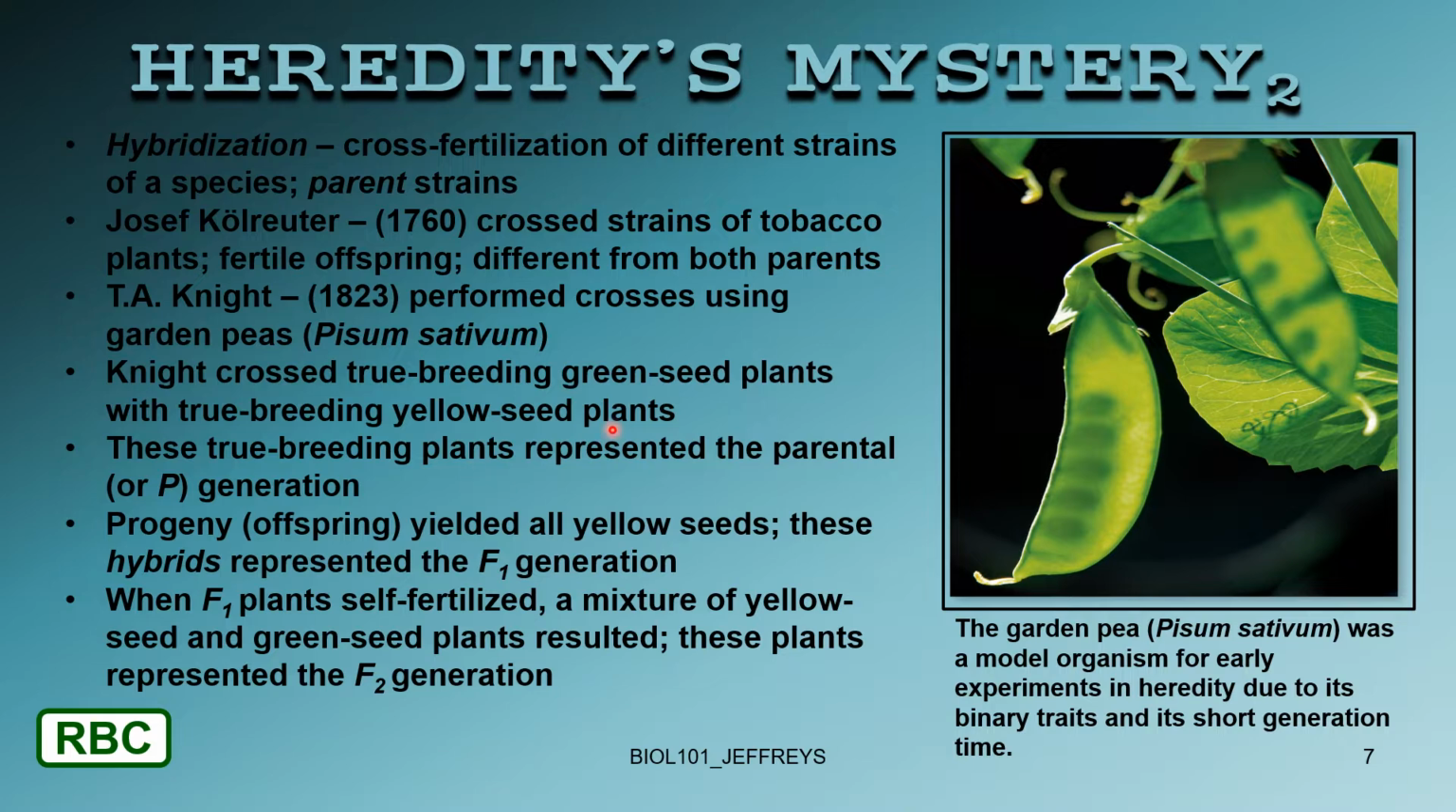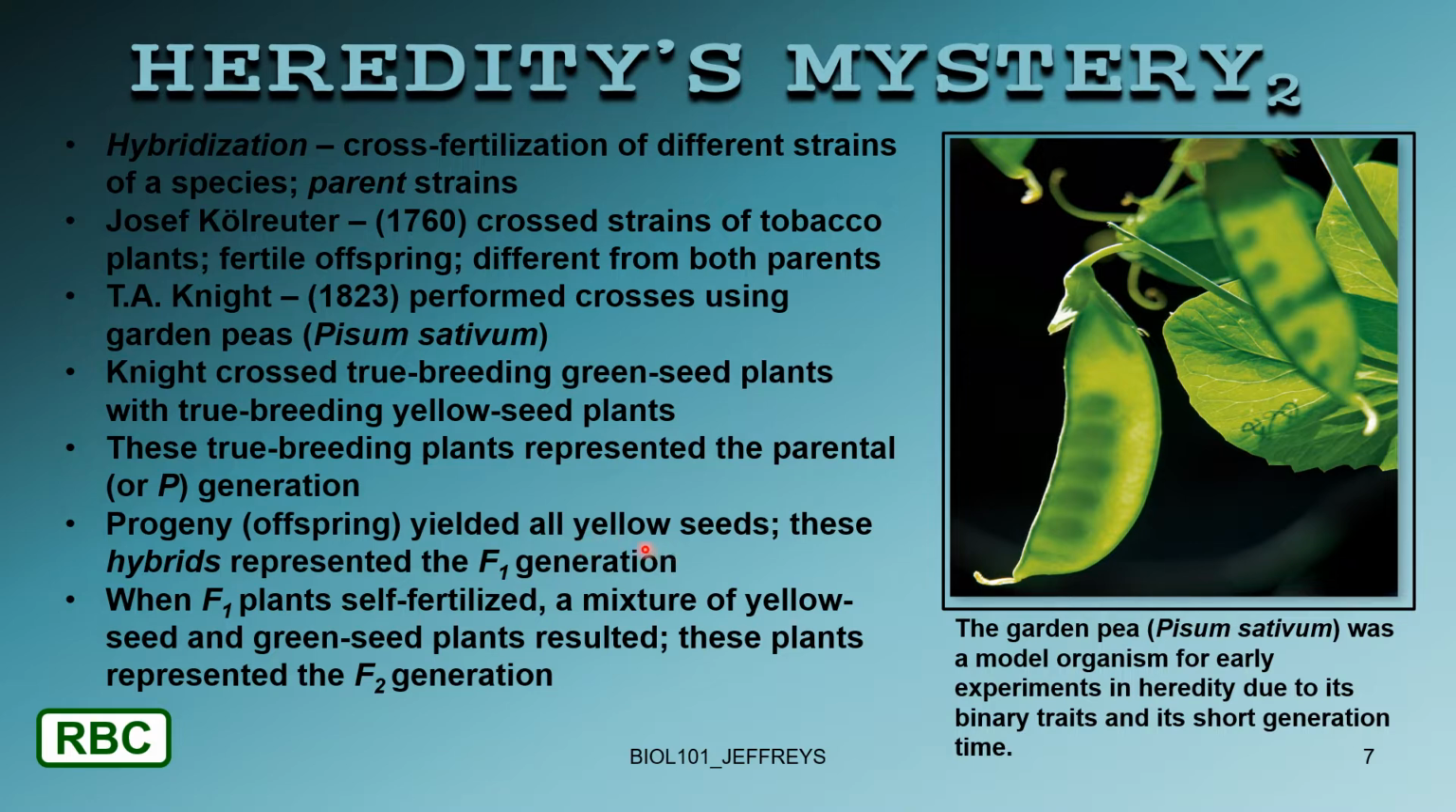So Knight crossed true breeding green seed plants with true breeding yellow seed plants. And these plants represented the parental generation, or just for short, we call it the P generation. Now the progeny, or the offspring, of that crossing, of that breeding, if you will, the green seed plants with the yellow seed plants, yielded all yellow seeds.